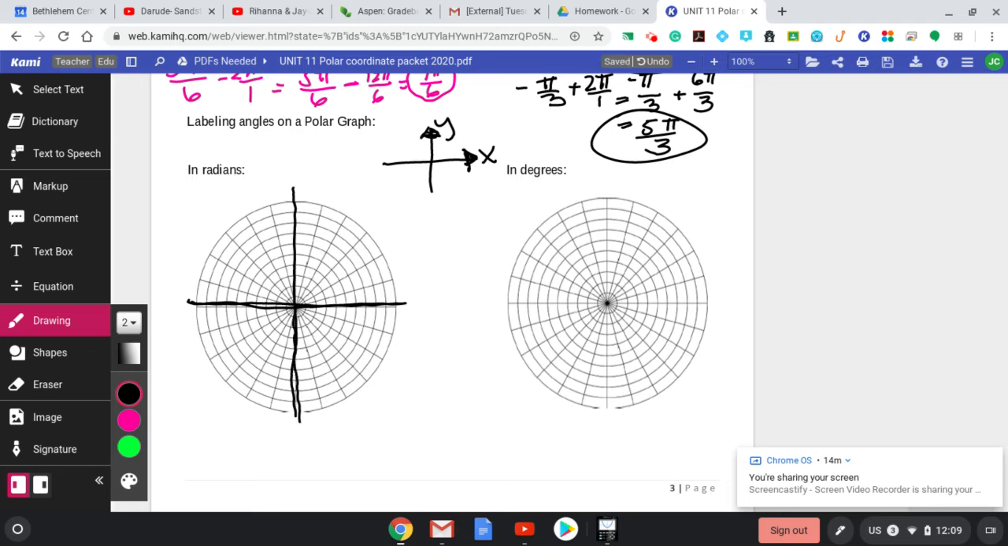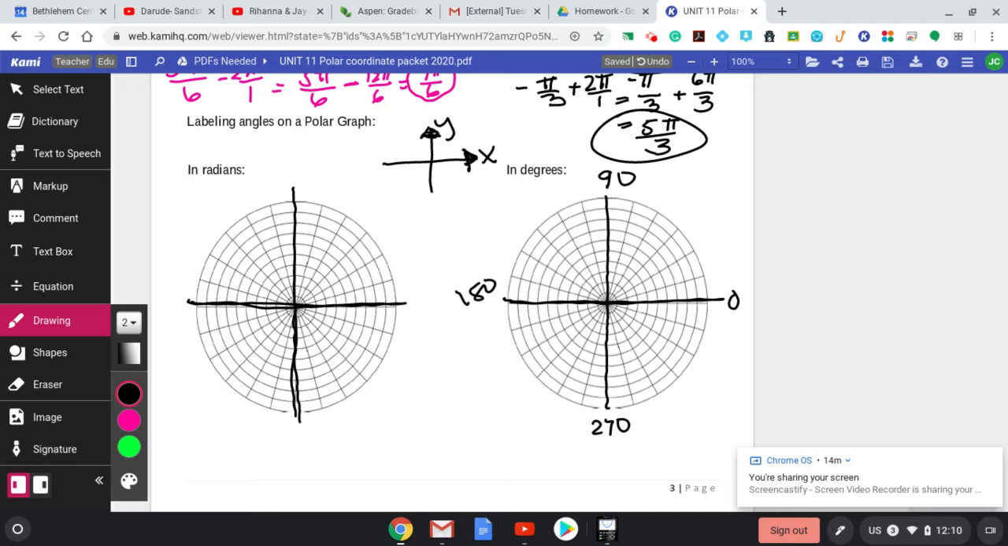All right, so how to label a polar graph first. Let me do it in degrees first, and then we'll flip over to radians, okay? So first thing, I'd like to get my XY grid done. All right, so again, you guys know I start at 0, 90, 180, 270.